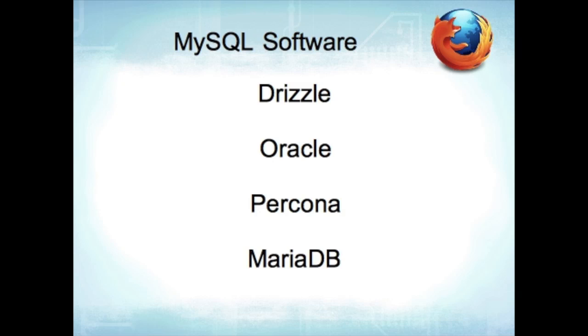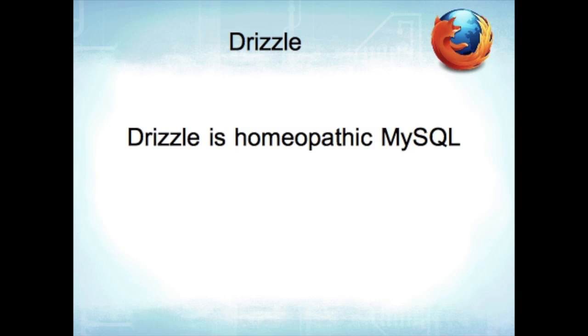And I think it's actually in that order. I'm going to start with Drizzle. And I'm starting with Drizzle. Don't tweet this yet. Because Drizzle is homeopathic MySQL. Let me explain what homeopathy is. And I have a bias against it, just to let you know. So if anyone has a bias for it, forgive me.